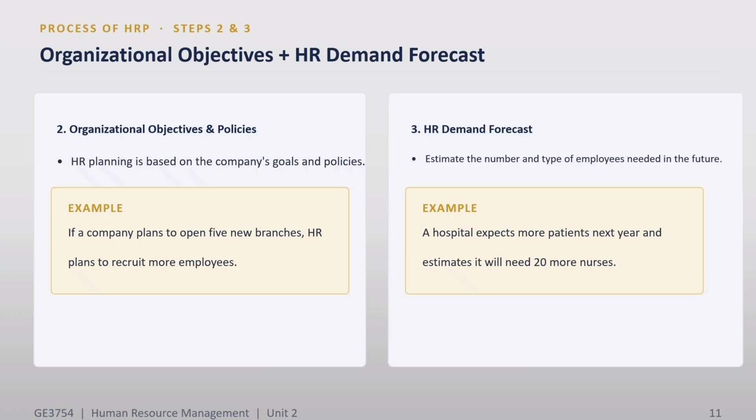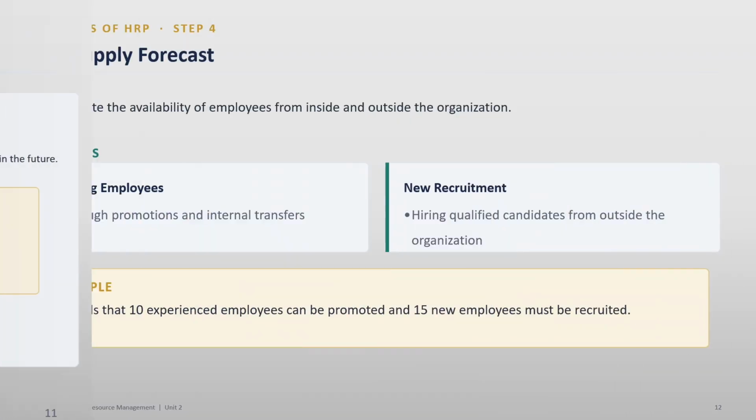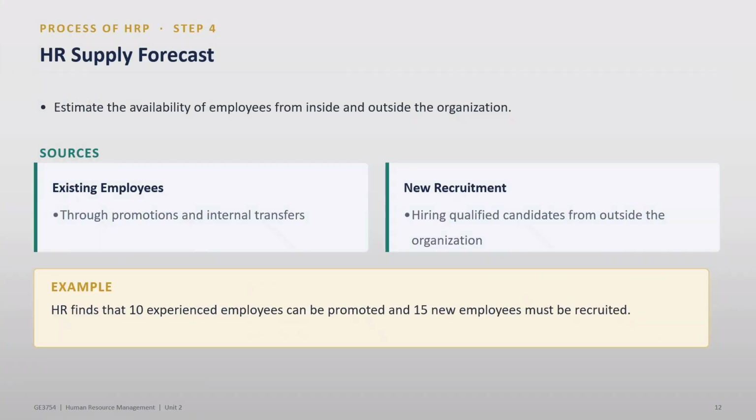So, the demand forecast answers an important question: how many employees and what type of employees will the organization need in the future? This information becomes the basis for further HR activities like recruitment, selection, and training. The fourth step of the HR process is HR supply forecast. While the demand forecast tells us how many people and what type of people we need, the supply forecast focuses on determining how many employees will actually be available.